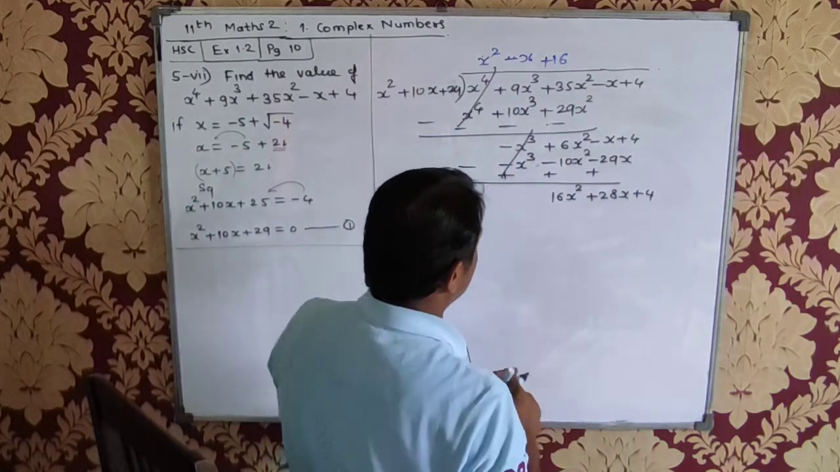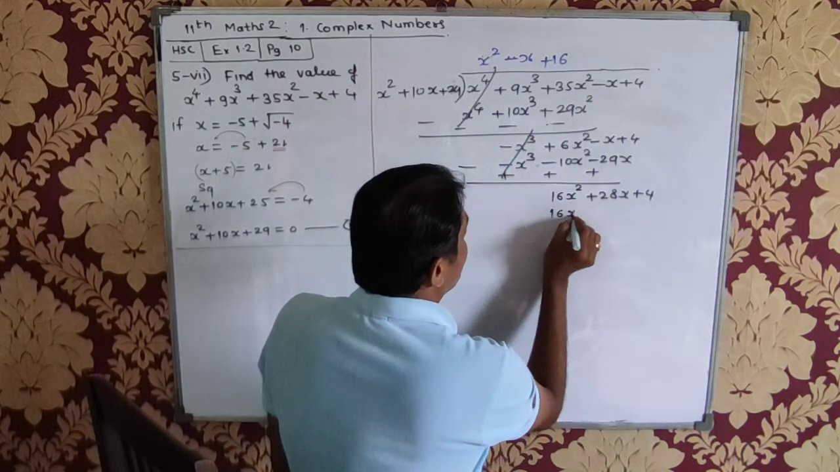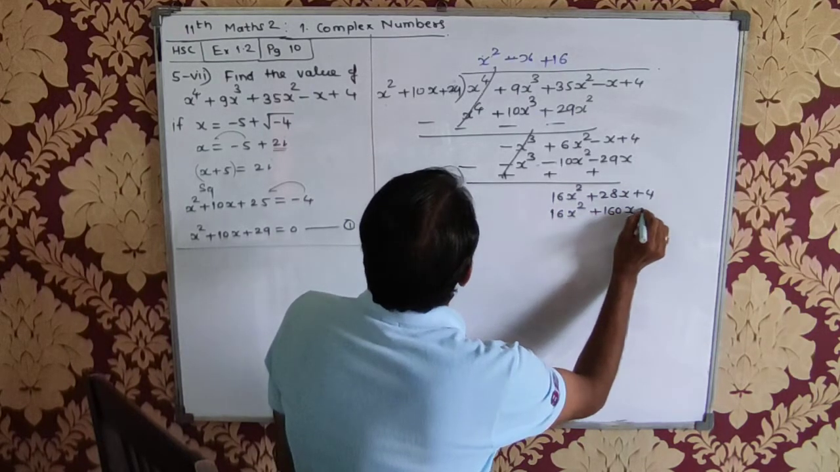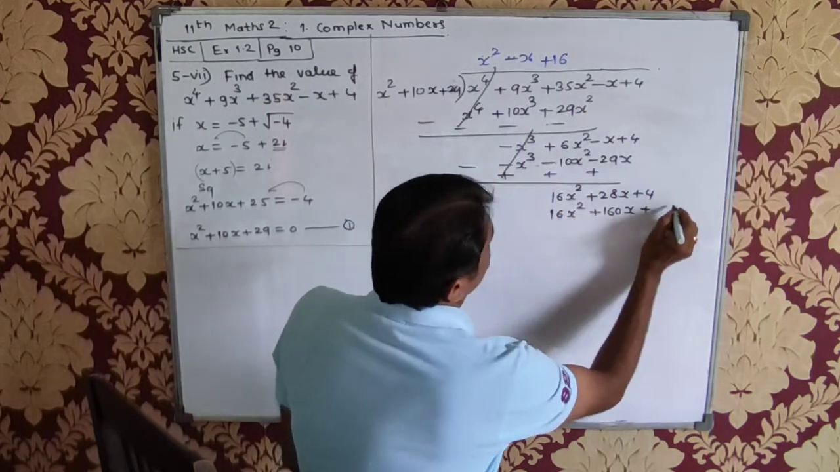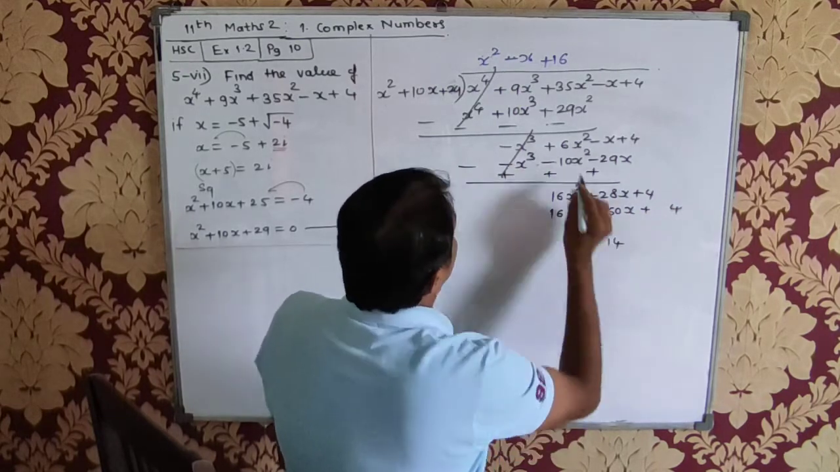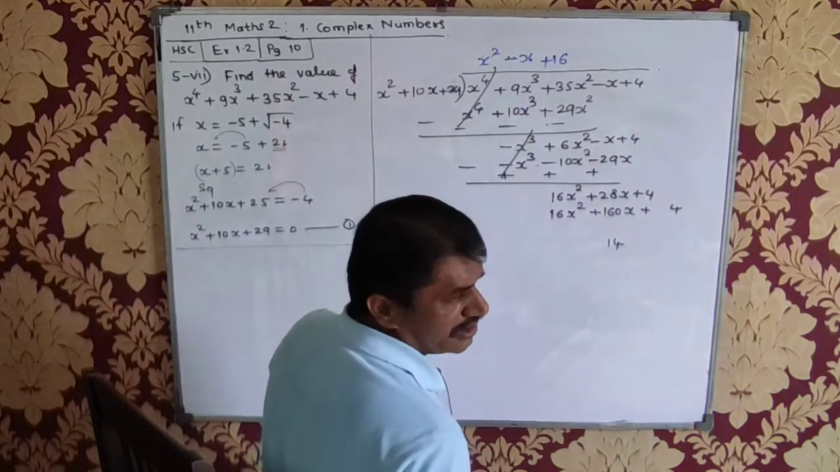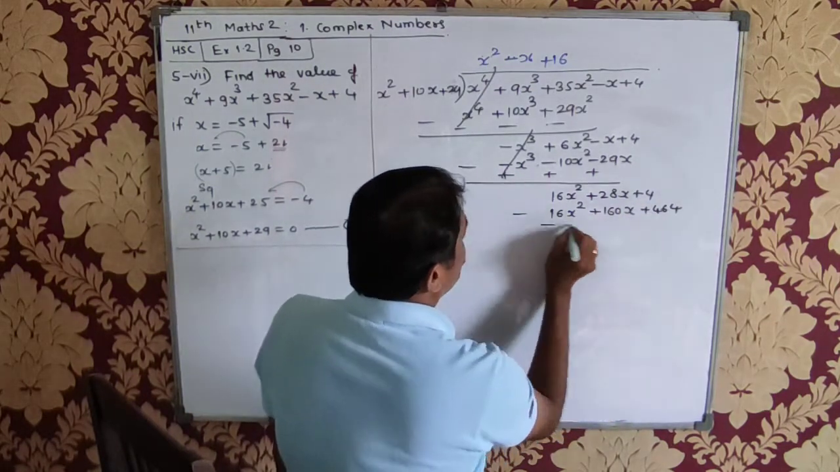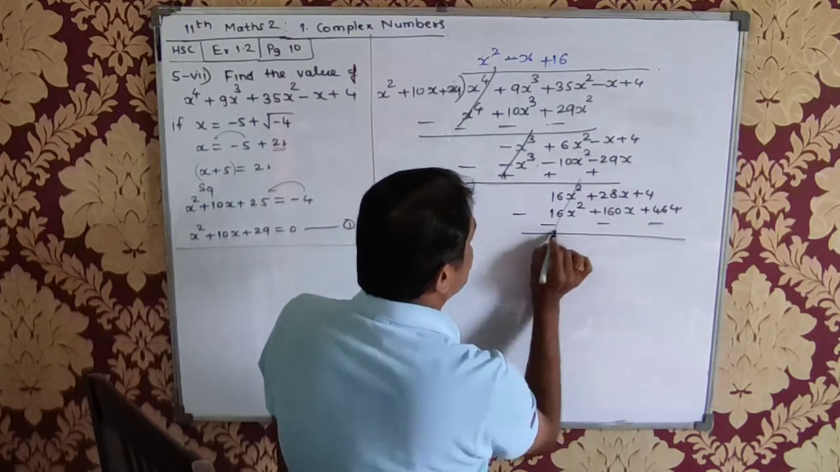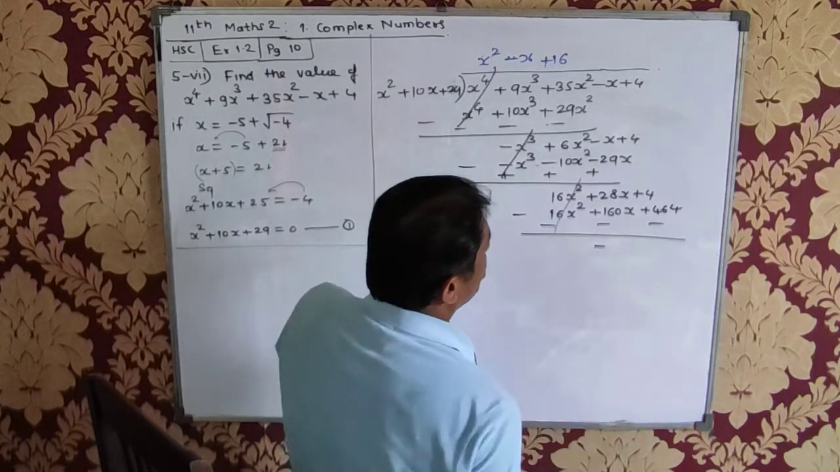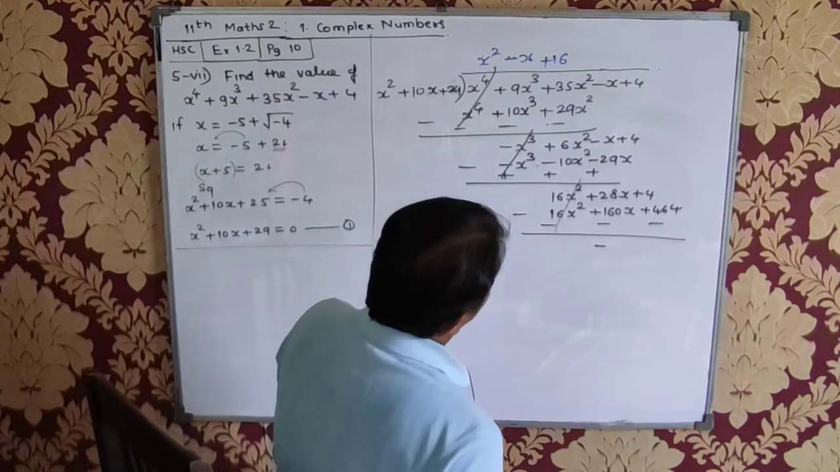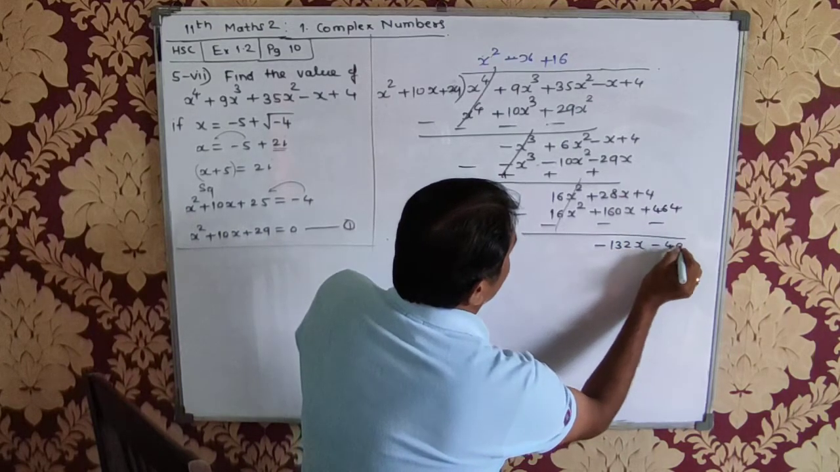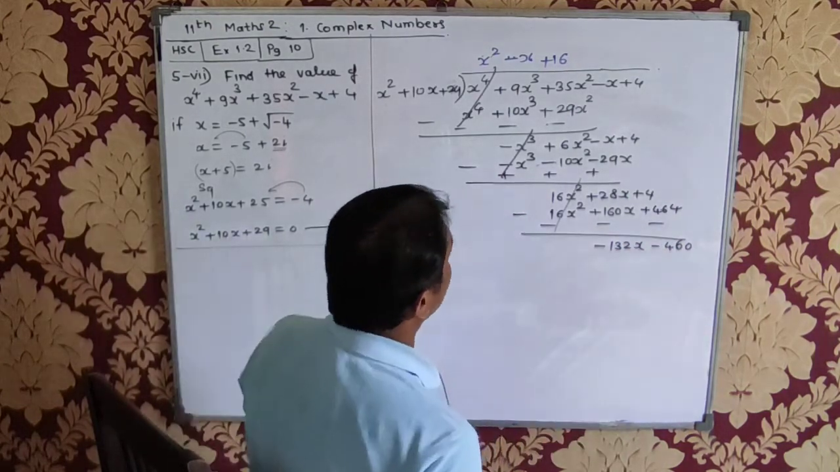16x square plus 160x plus 16 times 9 is 144. 16 times 4 is 64. During subtraction all the signs are going to change, this gets cancelled. So this will become minus 132x minus 460. Okay?